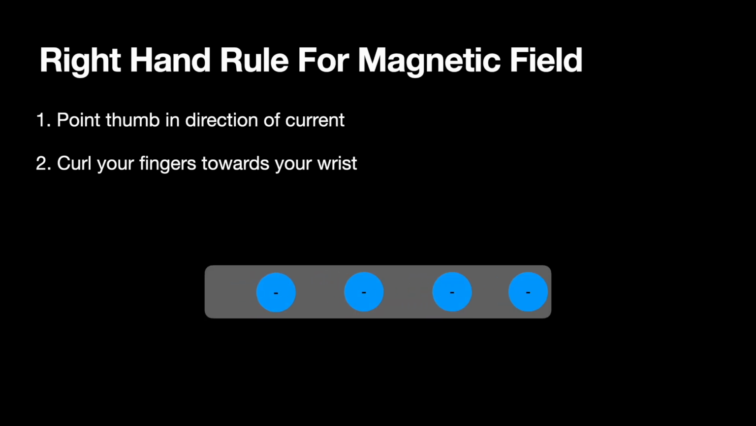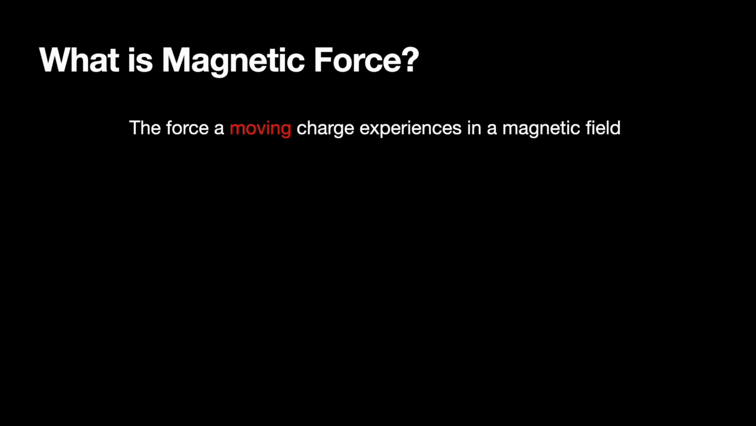So using the Y from earlier, you point your thumb to the right, because that's the direction of your current. And you'll notice that your fingers are going through your screen. Well, you denote the magnetic field going out of your screen with a dot and going into your screen with an X.